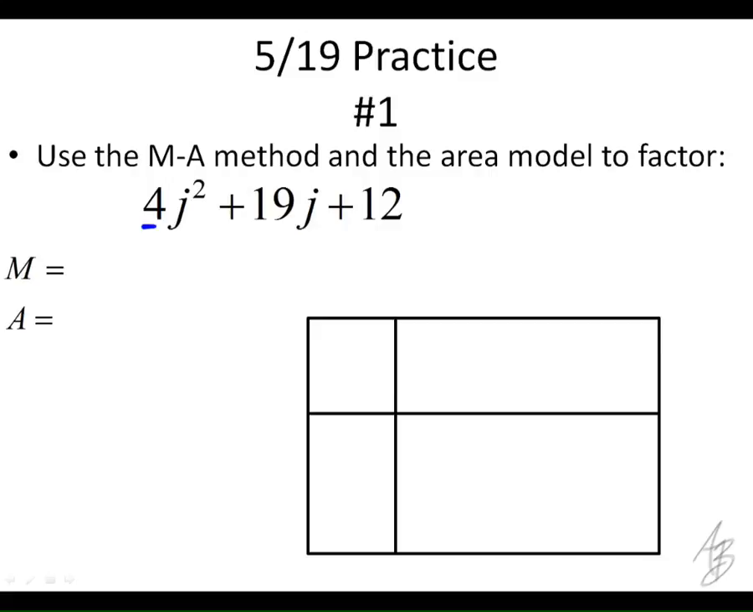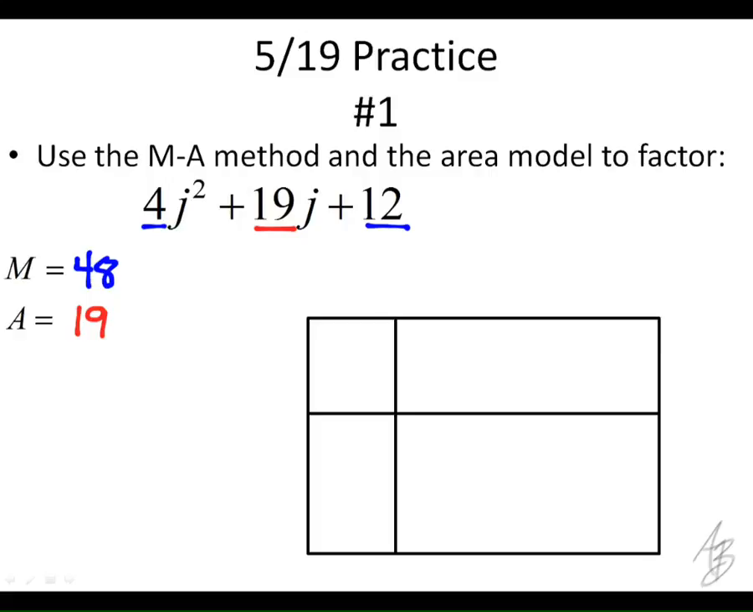Yeah, we're going to multiply the first coefficient times the third coefficient to get m. 4 times 12 is 48. So we're looking for numbers that multiply to get 48. And the second coefficient, that's going to be what? 19, and that's going to give us a, right? So we're looking for two numbers that multiply to 48 and add to get to 19.